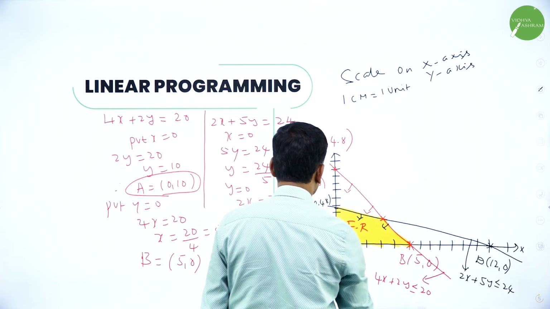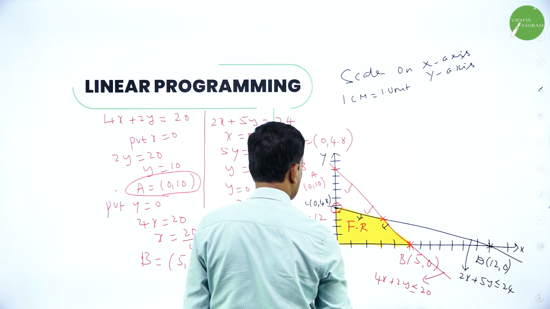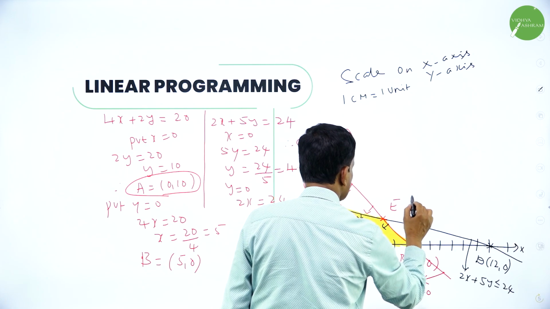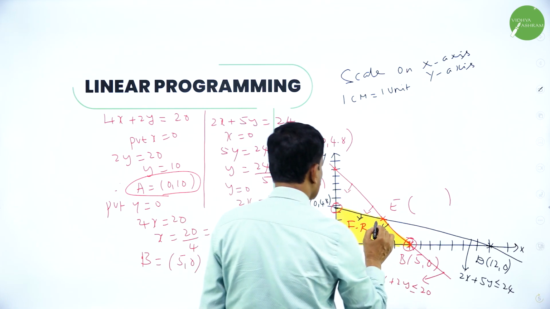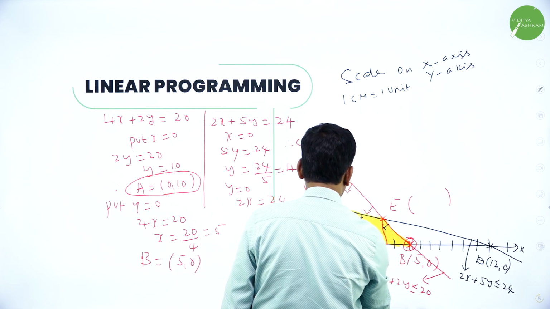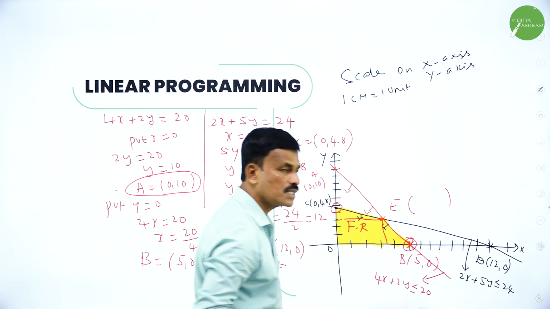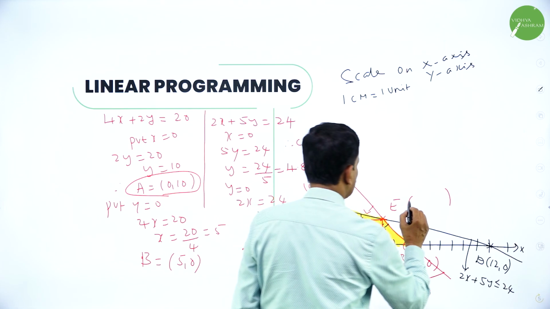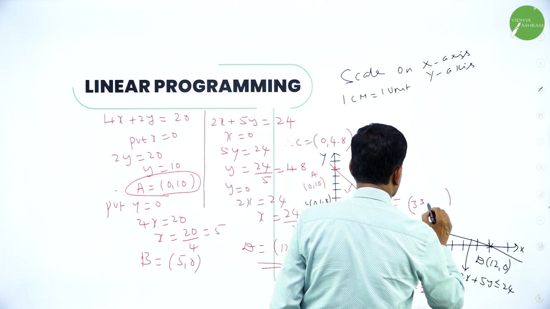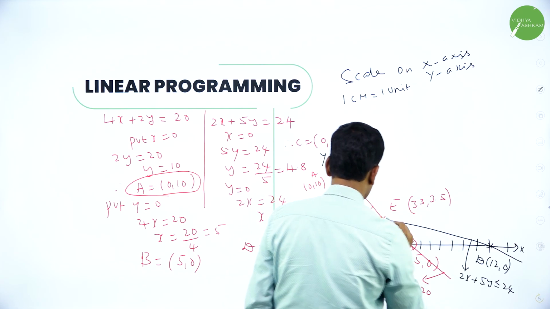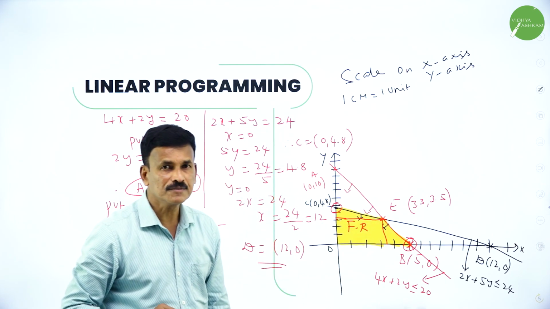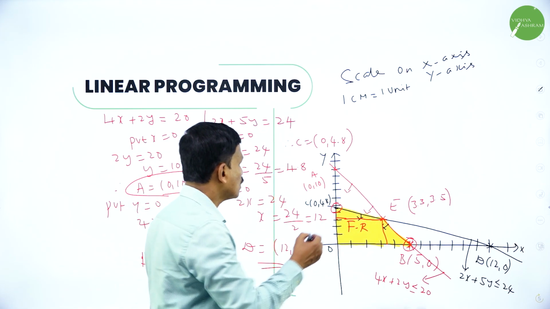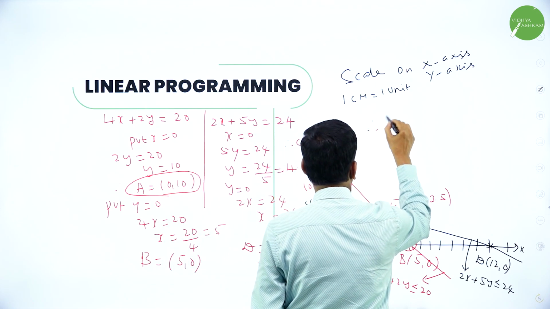So these are the corner points. What are the corner points? C, call this point E, and this B. If you solve this, how much will you get? This E is equal to (3.3, 3.5).